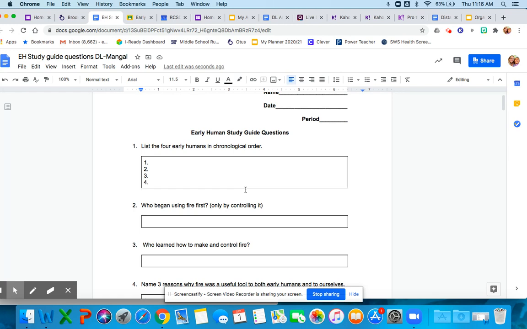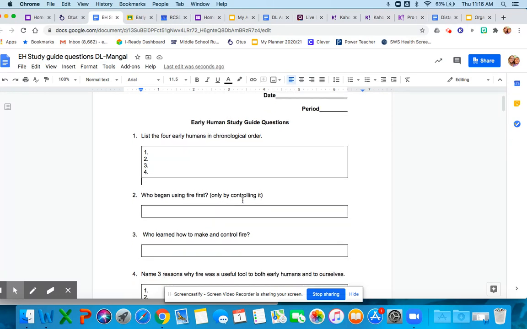Number 2, who began using fire first? Only by controlling it, and that would be the Homo habilis. They could contain it, but they could not make it. Okay, number 3, who learned how to make and control fire? That was the Homo erectus.